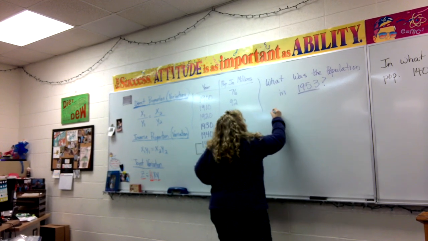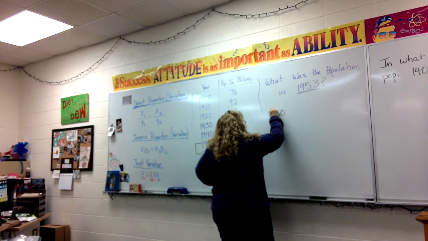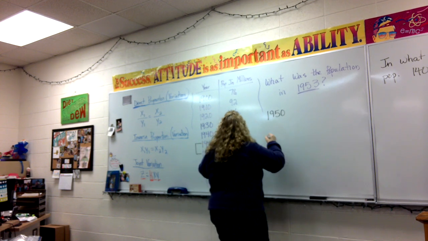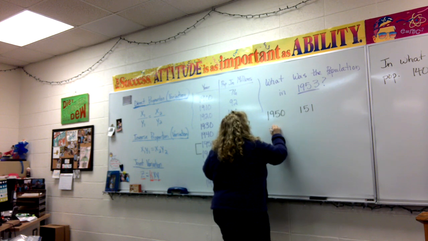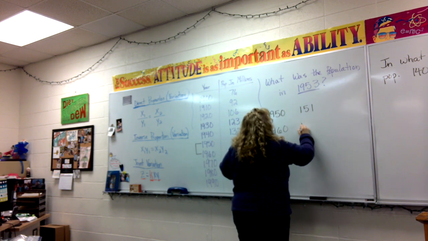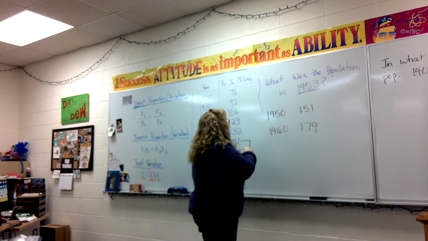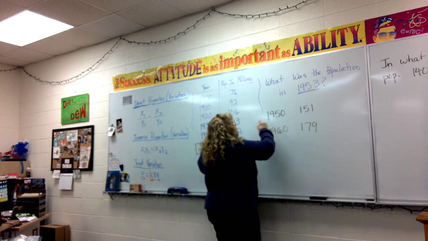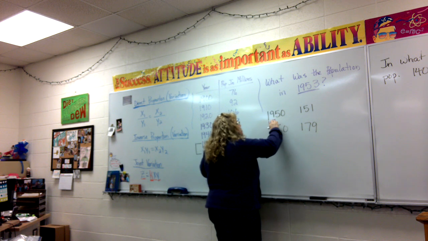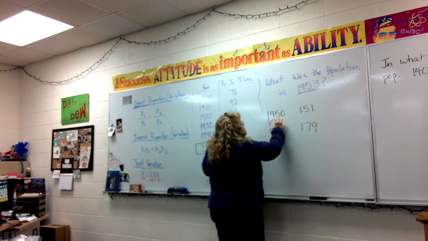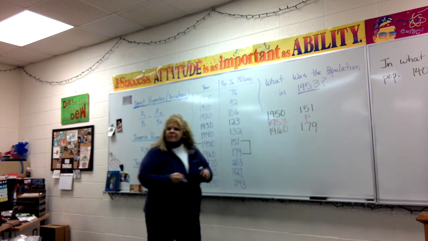Well, what I like to do, if you want to get it right, I like to write in 1950, the population was 151 million. In 1960, the population was 179 million. And I want to know, what was the population in 1953? I don't know. That's what we have to find.